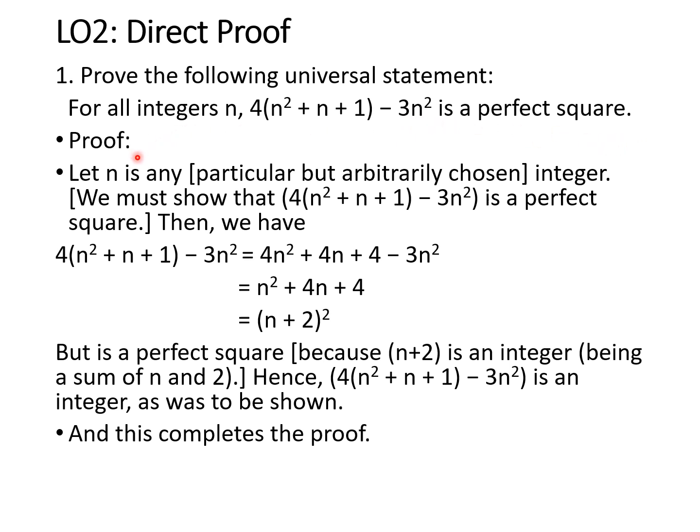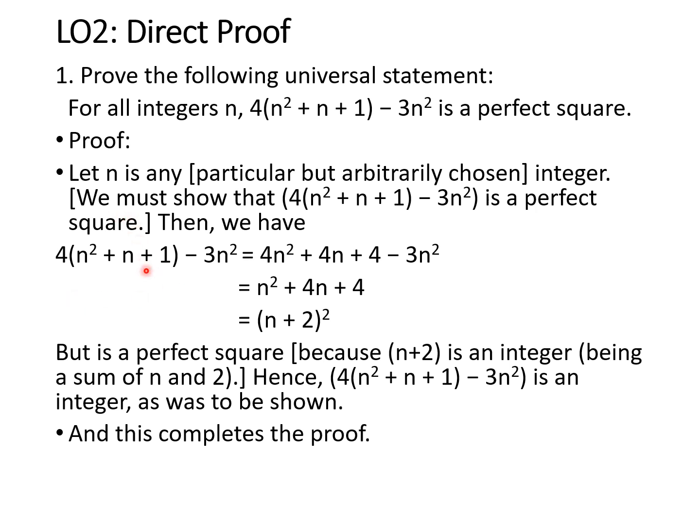So when you need to prove such an algebraic proof, of course you must show some algebraic working, right? So for example, let n be any integer. We don't use decimals; most of the time we use integers. And you're supposed to show that 4n squared plus n plus 1 minus 3n squared is actually a perfect square. So you have to find a way to factorize it and show it's a perfect square for all values of n.